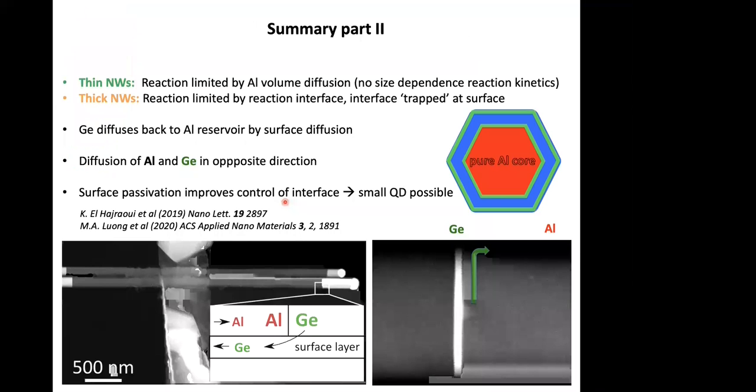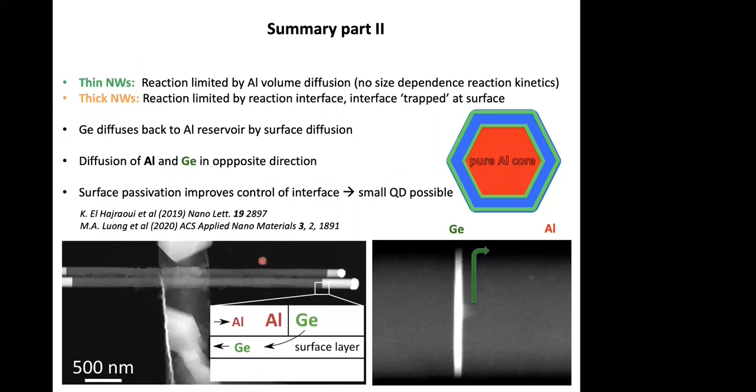Okay, so to wrap up this second part, I've shown you that we have observed in thin nanowires that the reaction is limited by aluminium volume diffusion, as we have not observed this size dependency. In thick nanowires, the reaction appears limited by the reaction interface, where the interface can remain trapped at surface defects. Then we think that the diffusion occurs like this.